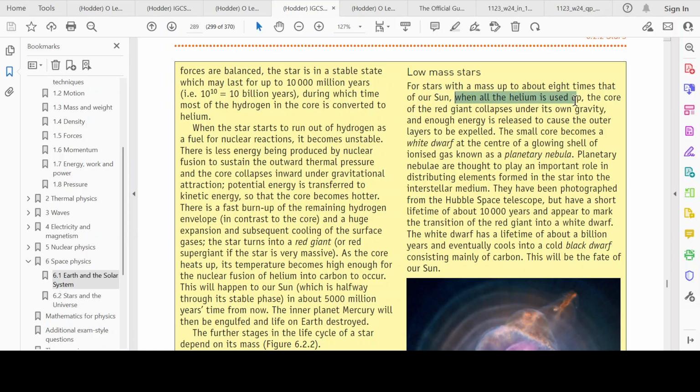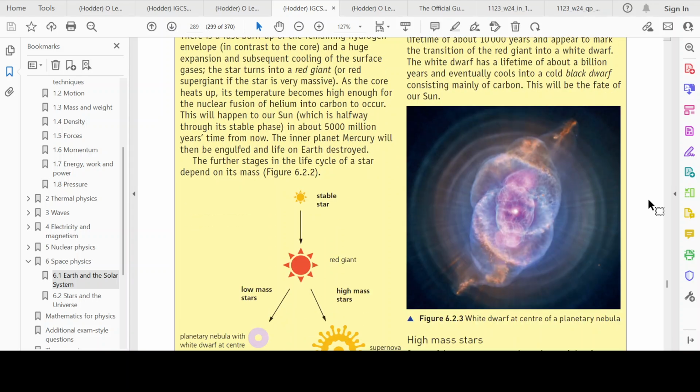So when all the helium is used up, the core of the red giant collapses under its own gravity. So it sort of implodes, it falls inwards, and enough energy is released to cause the outer layer to be expelled. So it loses its outer layer. The small core becomes a white dwarf at the center of a glowing shell of ionized gas known as a planetary nebula. So in the image, that white dot at the center is a white dwarf, and all of this stuff is ionized gas and elements, a planetary nebula.